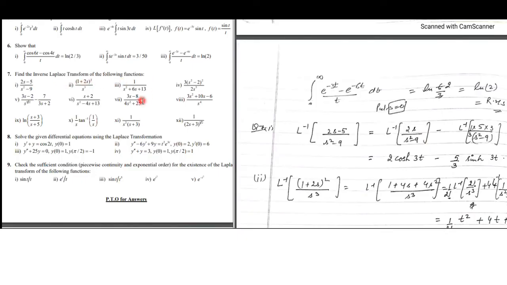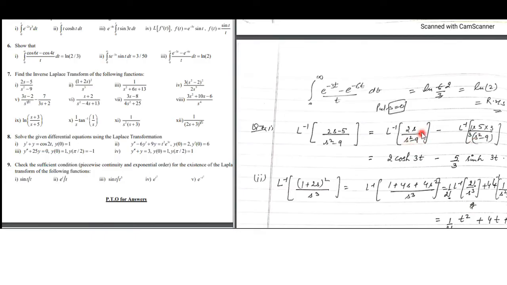Inverse Laplace transform is the inverse operator, you can say. Here we are having the function in s, and after taking the inverse Laplace transform we have to find out the function in t, f(t). So in the first part, this is (2s minus 5) upon (s square minus 9). We can separate 2s upon s square minus 9 and 5 upon s square minus 9. And now we can find out its inverse.